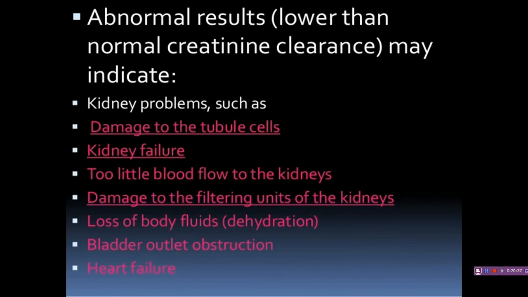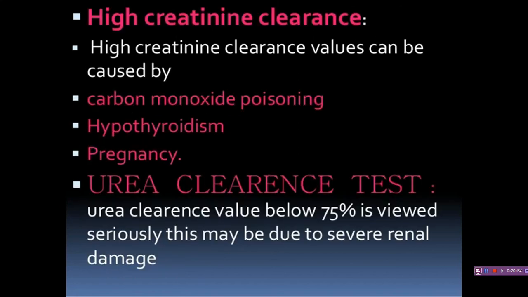Abnormal result: lower than normal creatinine clearance may indicate kidney problems such as damage to the tubular cells, kidney failure, too little blood flow to the kidney, damage to the filtering unit of the kidney, loss of body fluid such as in dehydration, bladder outlet obstruction, and heart failure. High creatinine clearance value can be caused by carbon monoxide poisoning, hypothyroidism, and pregnancy.